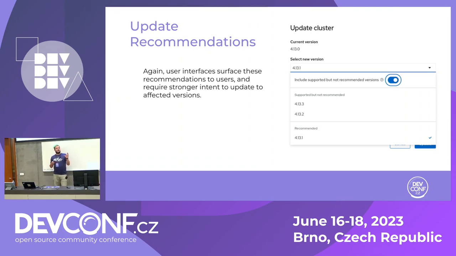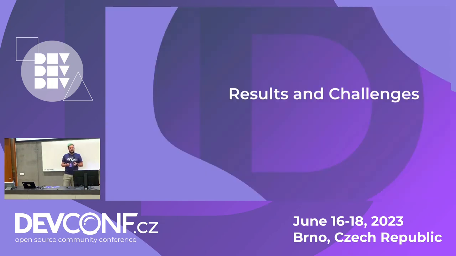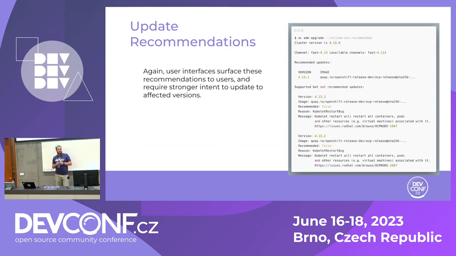And we put there a little additional step for people to be able to update to these versions. So we will say these updates are still supported, but we don't recommend them. You have to switch a toggle, or include one more option when you do an upgrade, to be able to see these non-recommended paths. So it's hard to mistakenly update to something that we don't recommend. And that's basically it. This is how we solve the problem, partially, I guess.